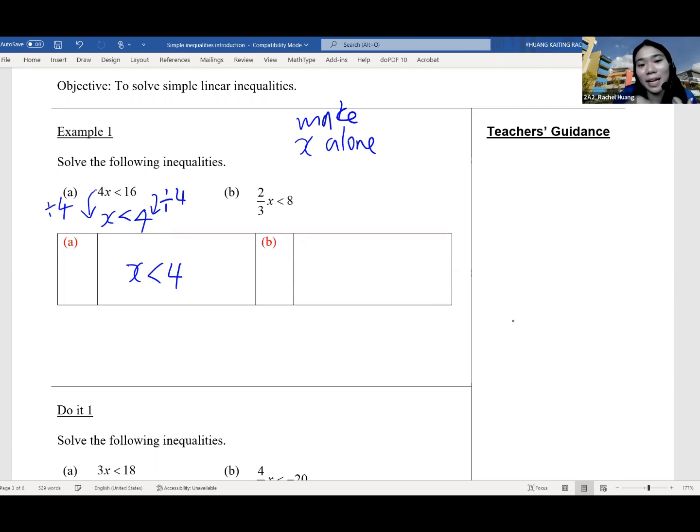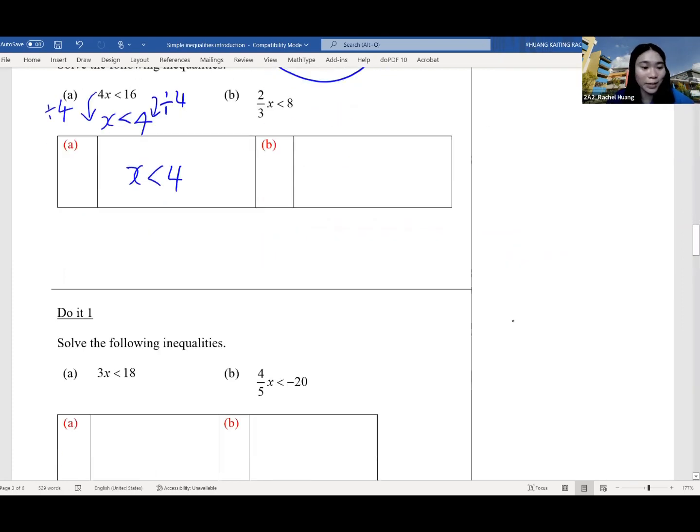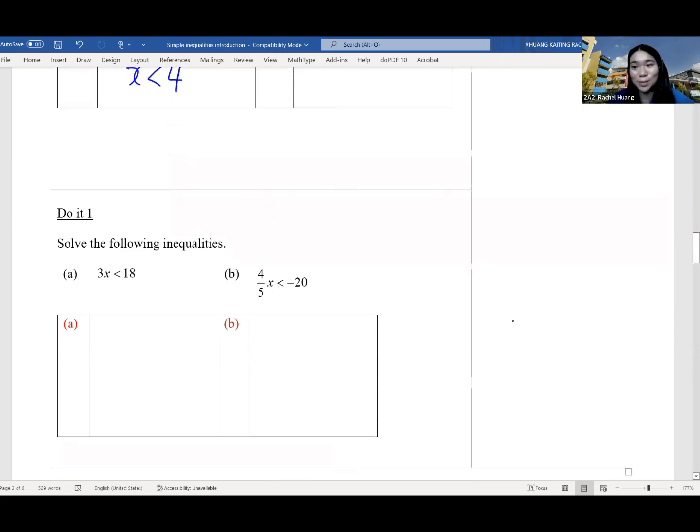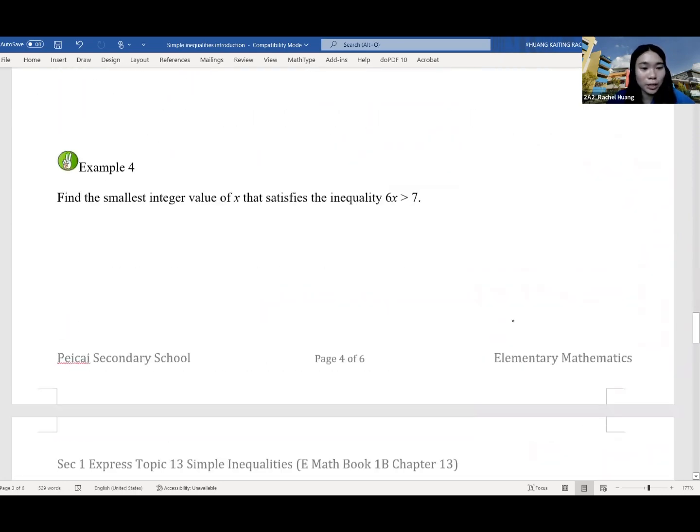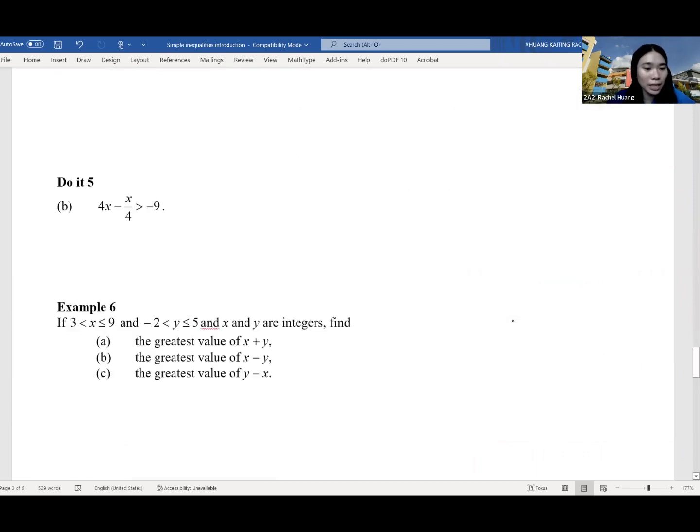So same thing, make x alone, okay? So that is how you actually simplify an inequality, or in other words, it means to solve it, okay? And you can try the rest of the questions. It should be simple, just take note of the negative signs.